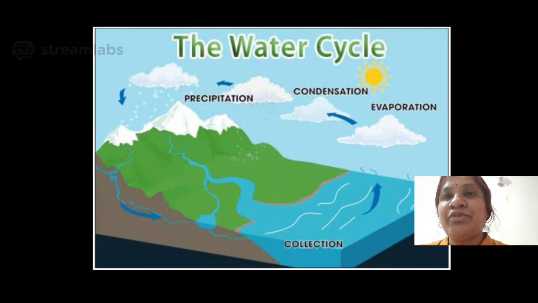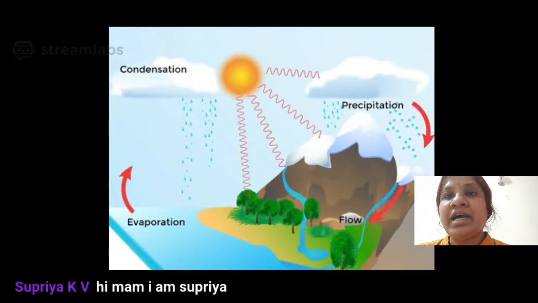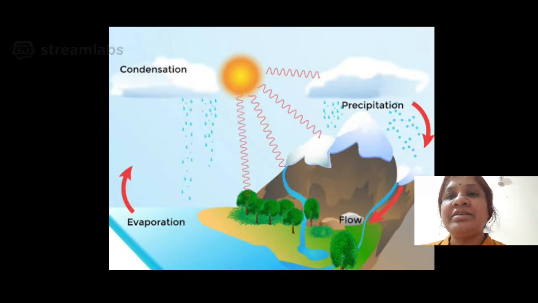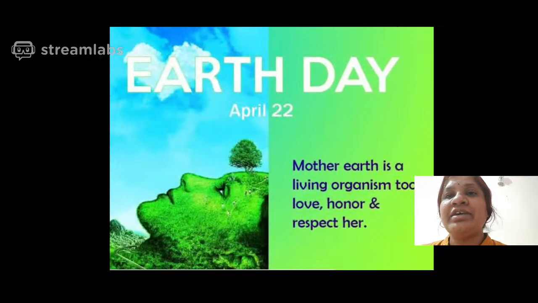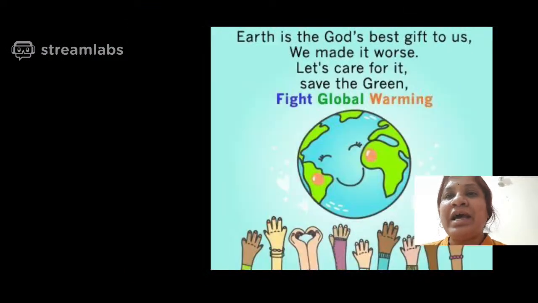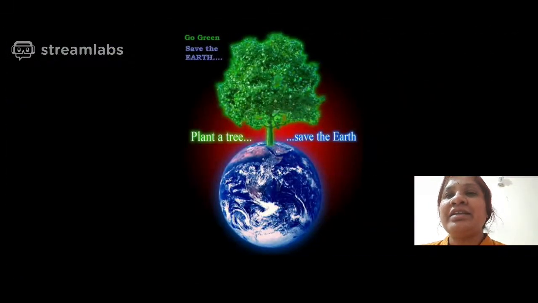And we also came to know the importance of water and how water is recycled by evaporation, condensation, and again precipitation brings it back to the land and it is collected in the water bodies. This is another image where the water cycle is completely shown. And this month we are going to celebrate Earth Day, so plant one plant, at least one plant. You can grow more plants, at least one, so that we can lead a very green life. Plant a tree, save the earth.